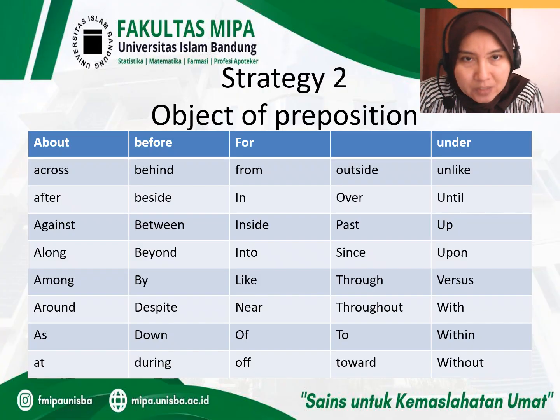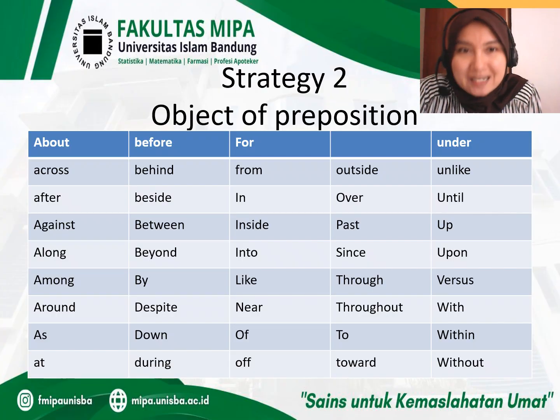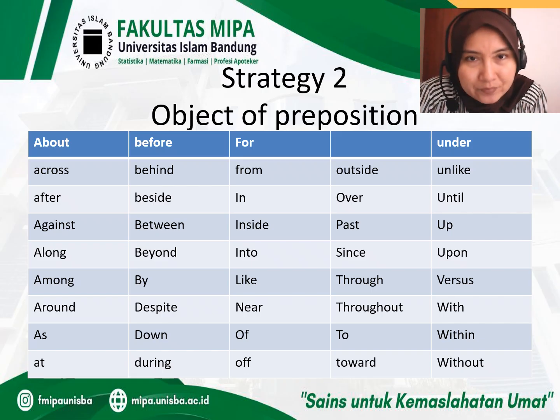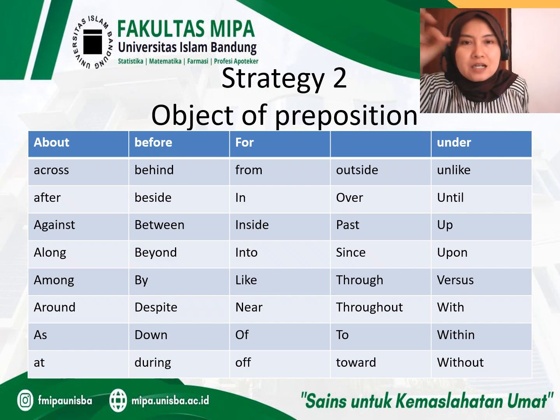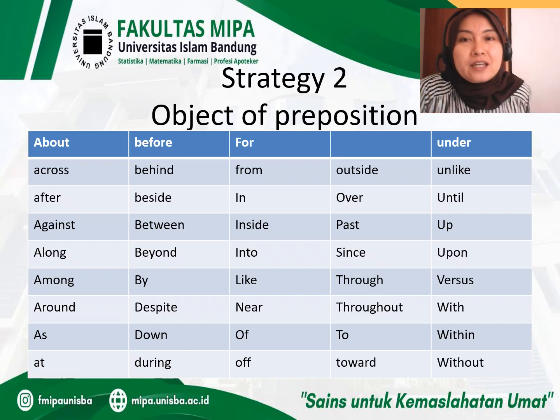For example, in the phrase "on the table," the word "on" is a preposition and "the table" is the object. So it is called the object of the preposition. And in the phrase "with my friends," "with" is a preposition, and "my friends" is the object of the preposition.